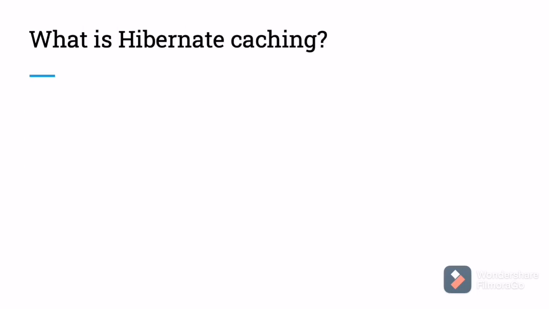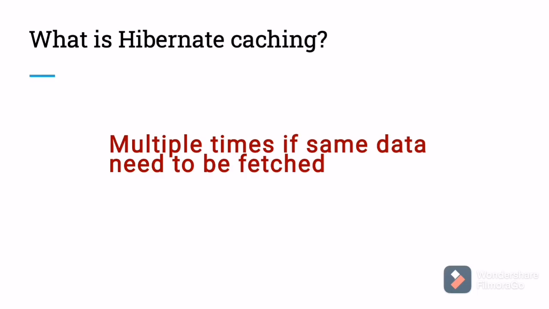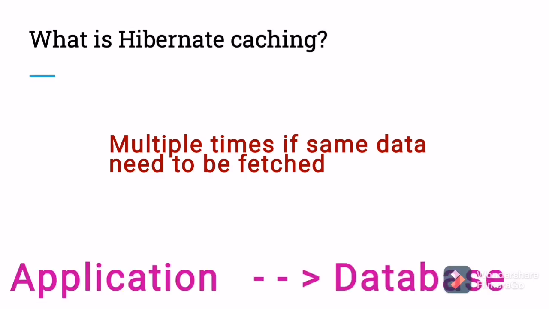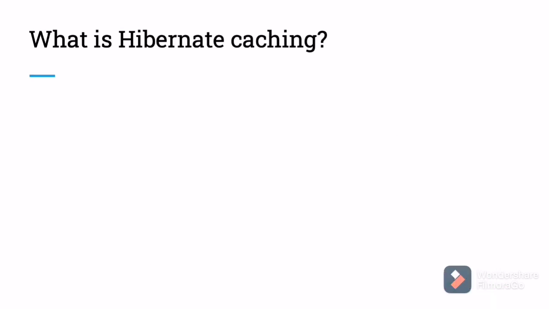What is Hibernate caching? Consider we have a scenario where one piece of data is going to be called many times. So what will happen that time? Each time the data will hit the database, and so the performance will be reduced. So to avoid that, this caching will be used.